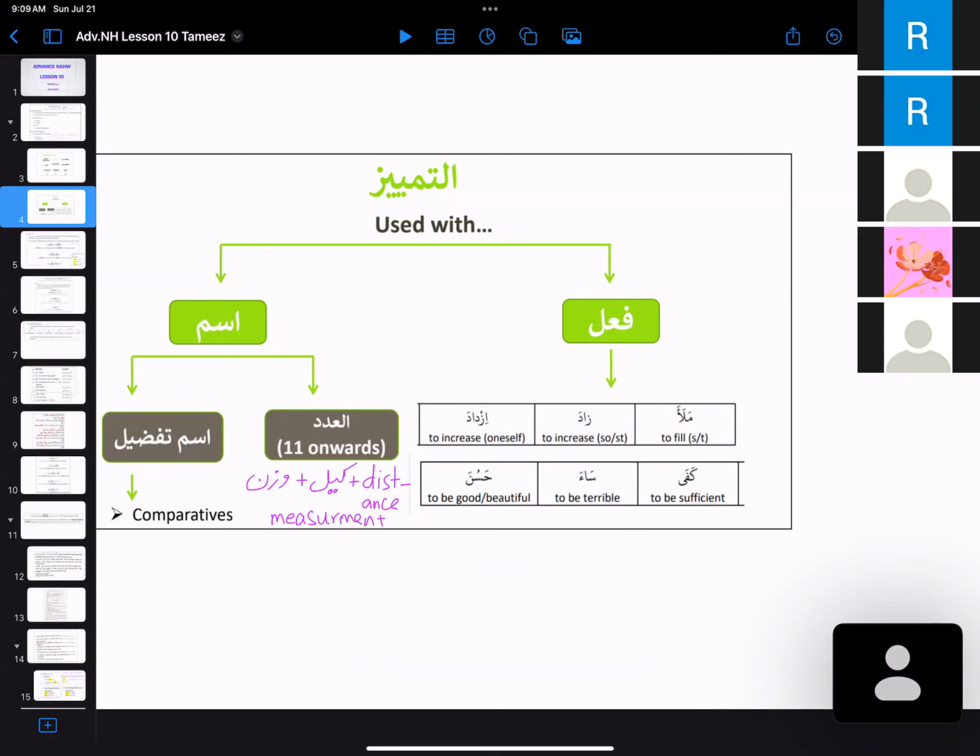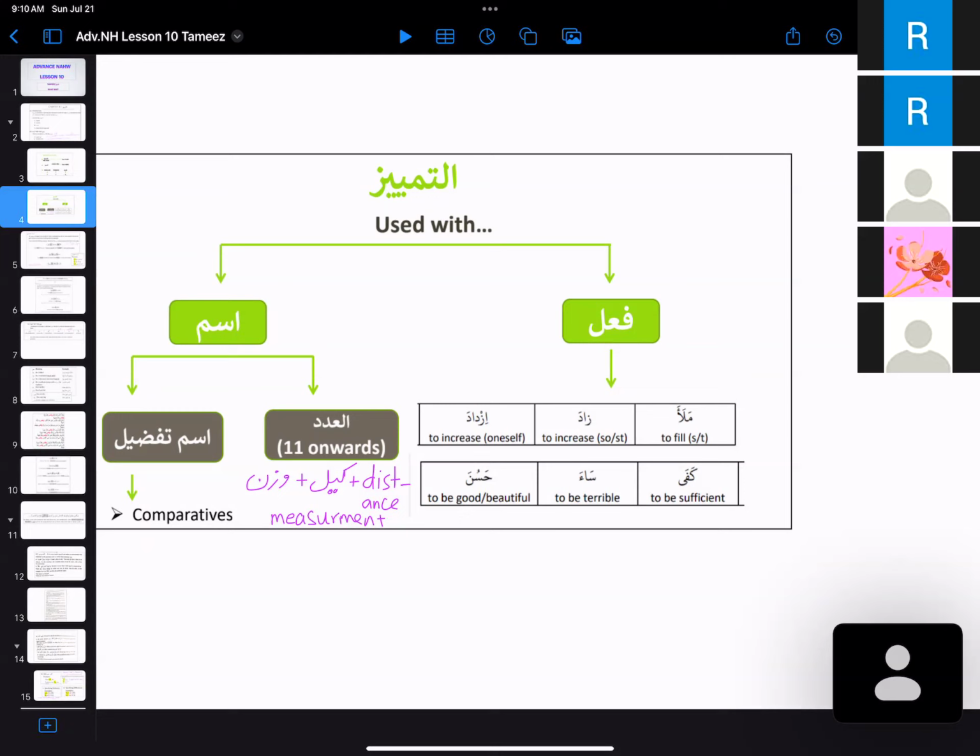So first we are going to look at the ism. When we are using it with the ism, we're going to find ismu tafdhil before it. After ismu tafdhil, we need a tamyiz. After an adad or any scaling or measuring, we need tamyiz. So that is our ism part.